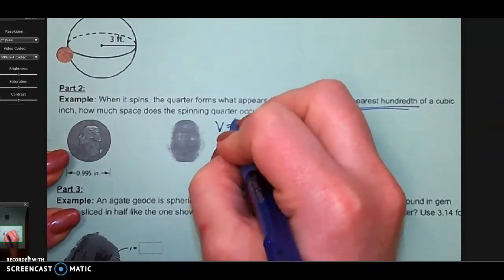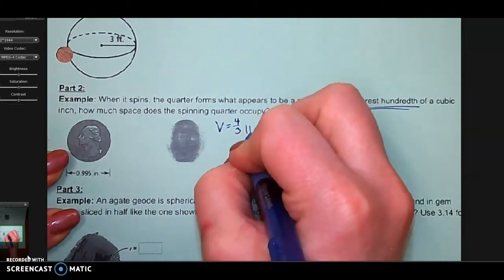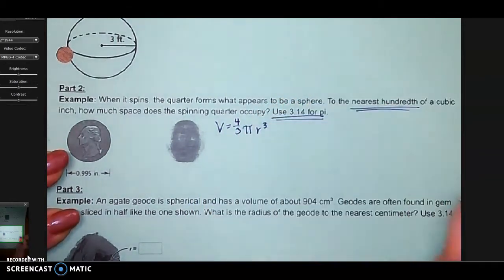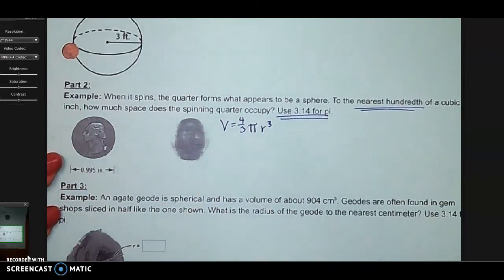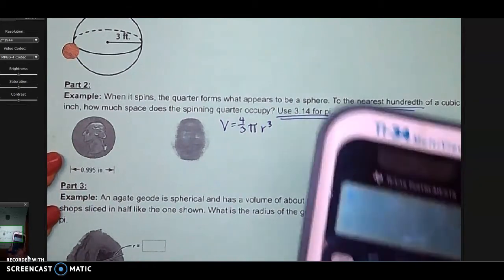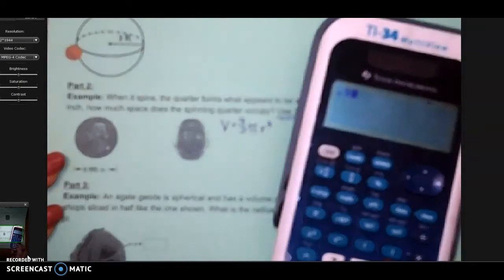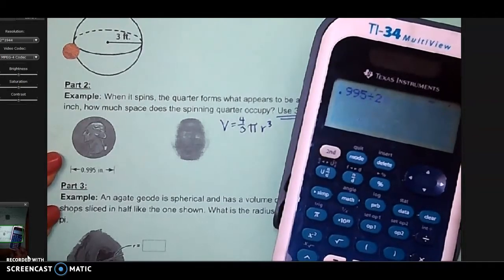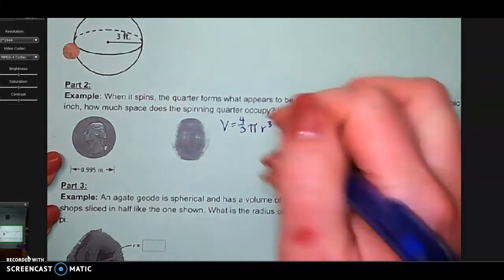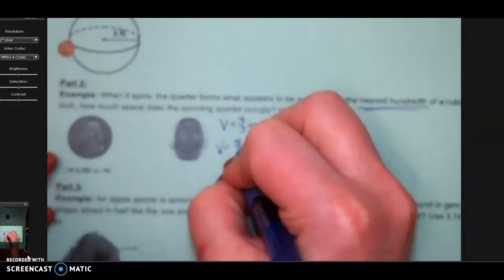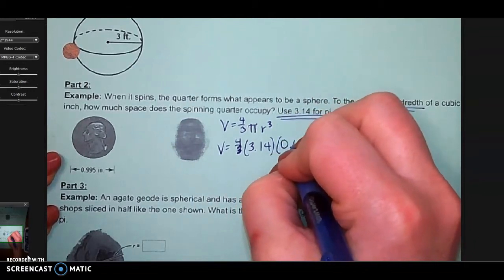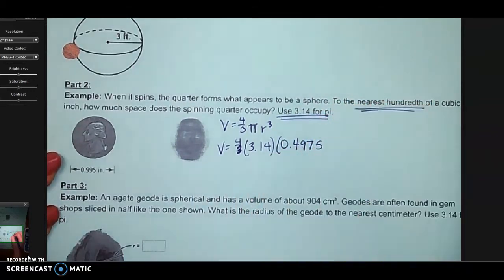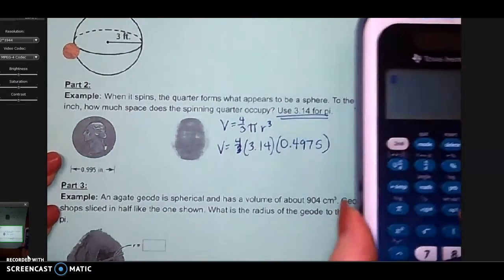So I'm going to use that same formula, 4/3 of pi times the radius cubed. Now, one little thing that they did here, they're giving us the diameter instead of the radius. So my radius that I'm going to use, we already have the 3.14, and my radius is 4,975 10,000ths. And I'm going to cube that.